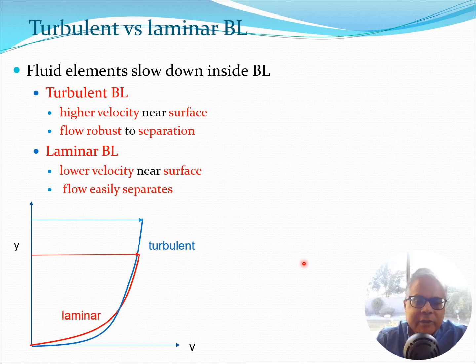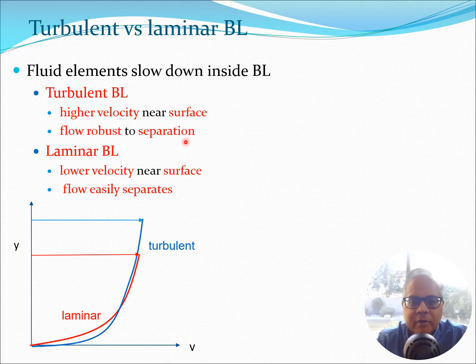Now, of course, we can immediately realize that the effect is going to be different for the turbulent boundary layer compared to the laminar boundary layer. For example, if we consider the turbulent boundary layer, this is going to have a relatively higher velocity near the surface. I have drawn that in the blue line here, and you can see the velocity is going to be more near the surface. So what this means is that the flow speed is going to reduce less, and the flow is therefore robust to separation.